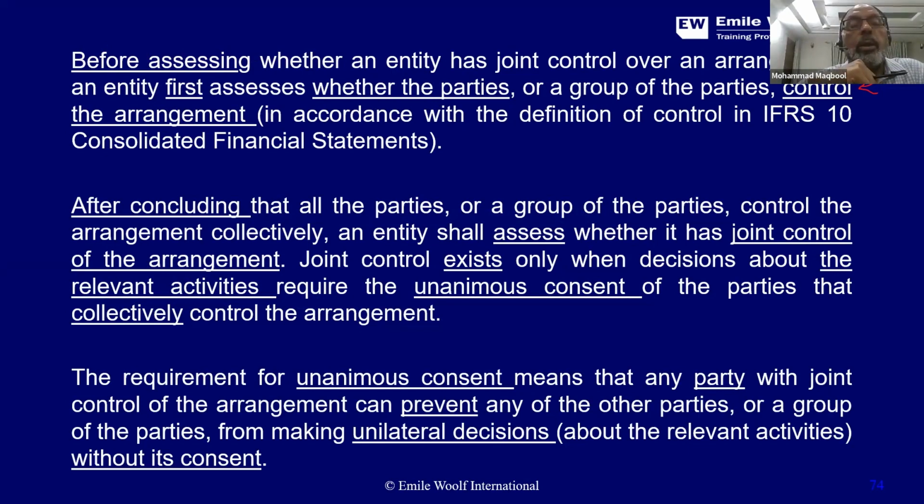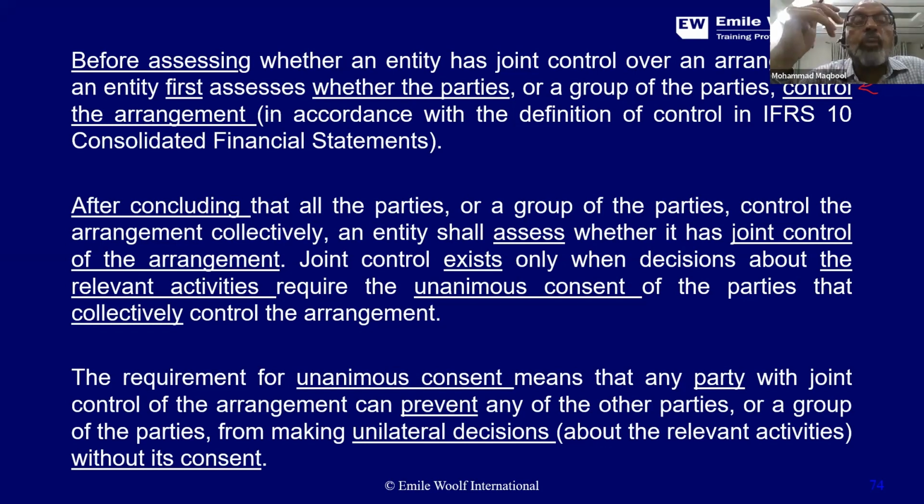Maybe they are all 25, 20, 20, 25. Maybe there are 2 with 60%, then many with a small percentage. So the 2 with 60% may be controlling, provided there is a contractual arrangement. But because both have 30% each, none of them can control unless they have something in between, written in the form of some contract or agreement.